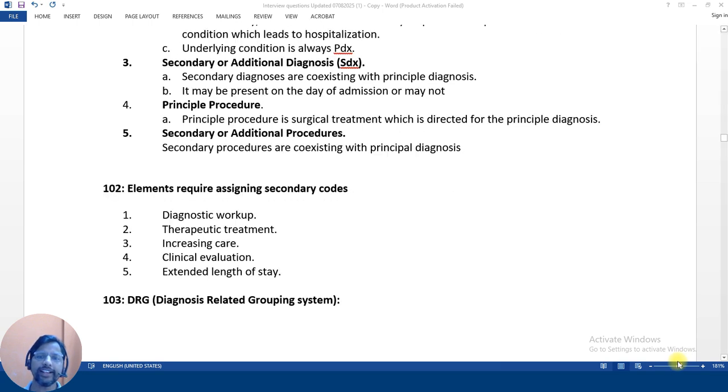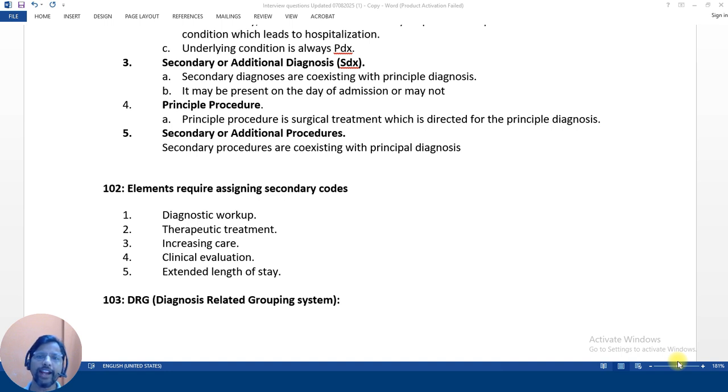Next one is secondary or additional diagnosis. Along with PDX we need to use SDX also. Usually we call it secondary diagnosis, which depends on MCCs and CCs, which we will cover in a few upcoming videos. So what is secondary diagnosis? Secondary diagnoses are coexisting with principal diagnosis. These are coexisting conditions where the physician needs to provide evaluation for the secondary diagnosis also. These secondary diagnoses may be present on the day of admission or may not, but we need to code secondary or additional diagnosis also.